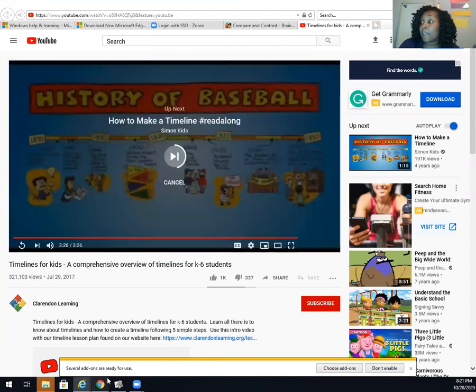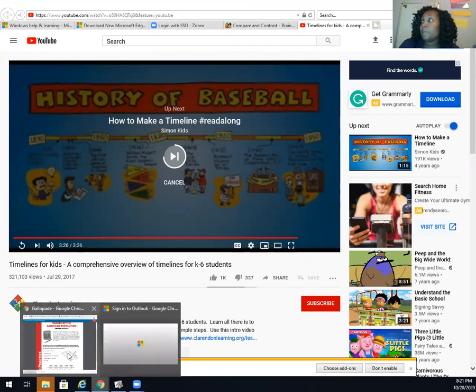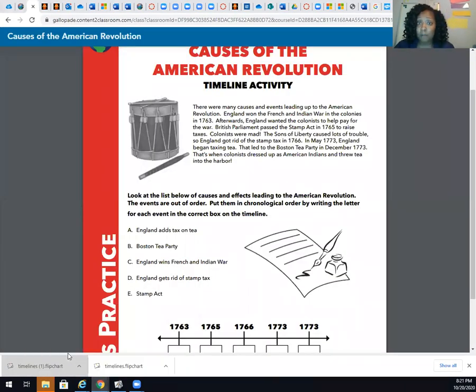Okay, so now Miss Everett's going to make a timeline. Now, I am making my timeline based on the causes of the American Revolution.